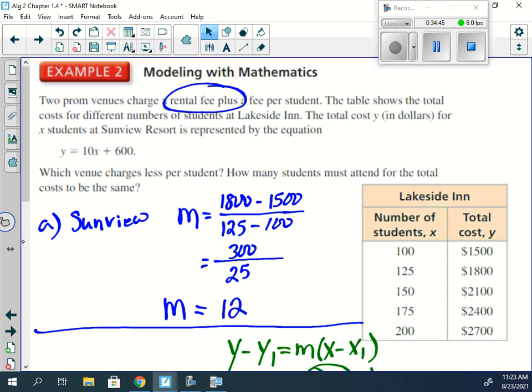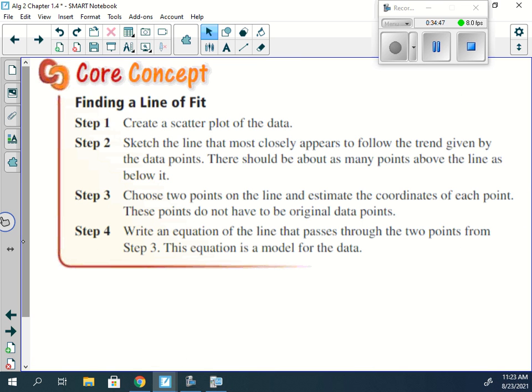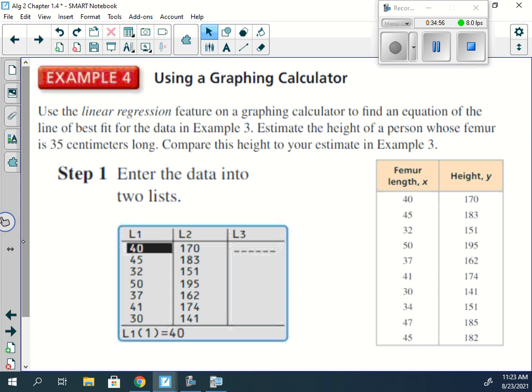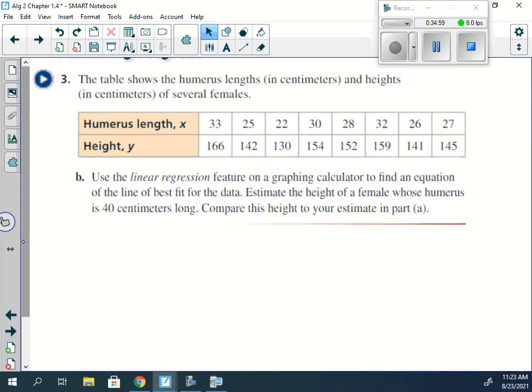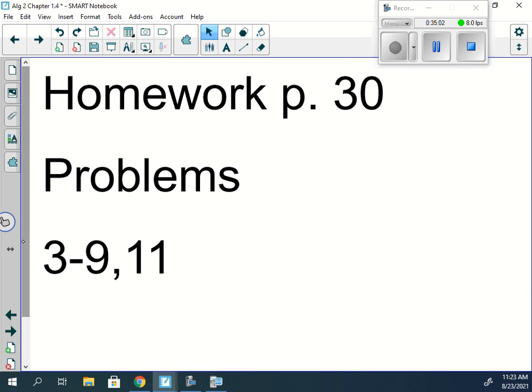Okay. We're going to finish this up tomorrow with finding the line of best fit and going over what that is and using the calculators to find it. And here is the assignment. I believe problems 3 through 8 are dealing with what we started off with, finding the equation of the line, interpreting the slope, and they might ask you another question, find this value. Question number 9 is what we just did with the Lakeside and Sunview, that kind of problem.